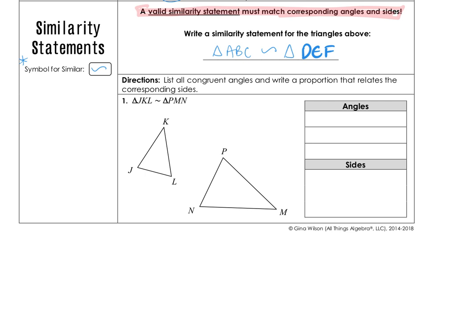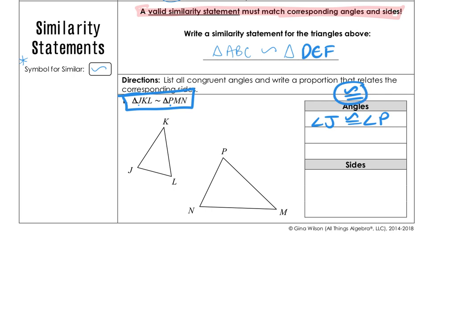Let's take a look at this question that says, list all congruent angles and write a proportion that relates the corresponding sides. So first, let's just list our corresponding angles. I'm going to make use of that similarity statement. So I know that J and P have to match up. So I'll say angle J is congruent to angle P. Remember, when two figures are similar, all the angles are congruent.